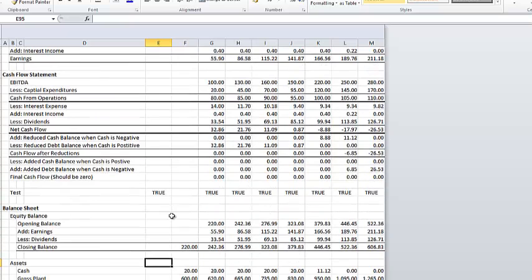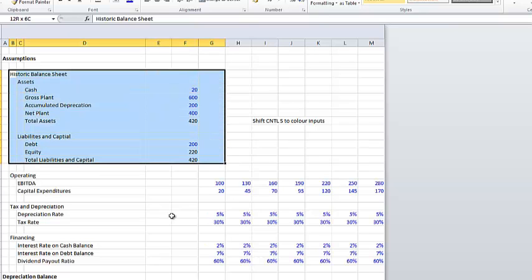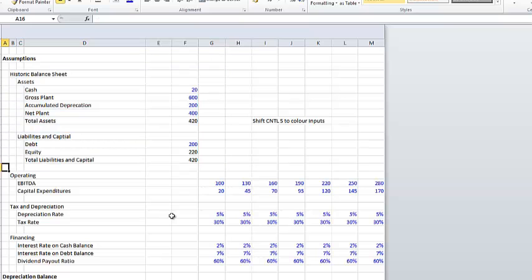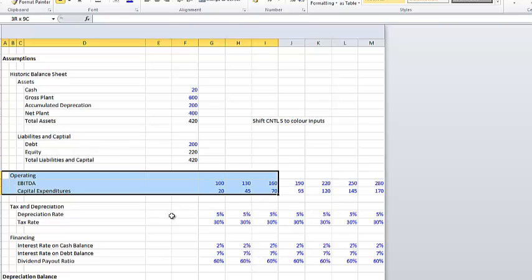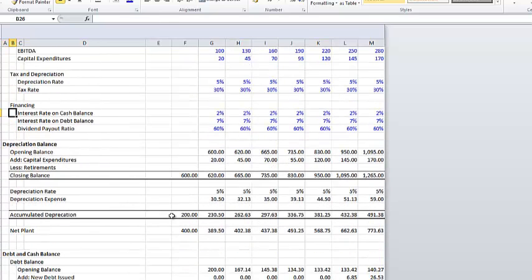Last time, let's just review what we did last time. Step one is to start with a historic balance sheet, historic financial statements. Step two is to work through operations and get some operating assumptions. Then we have some financing assumptions. We had an interest income rate, an interest expense rate, and a dividend payout ratio.